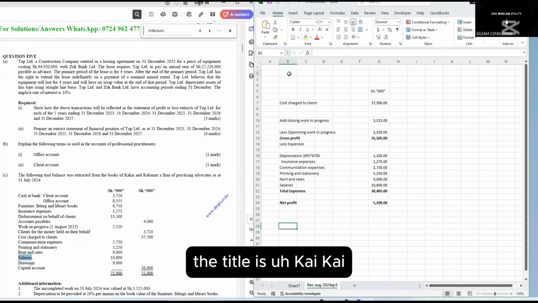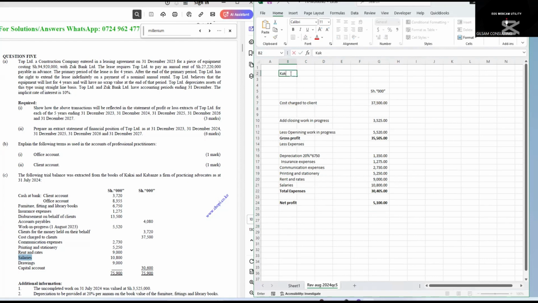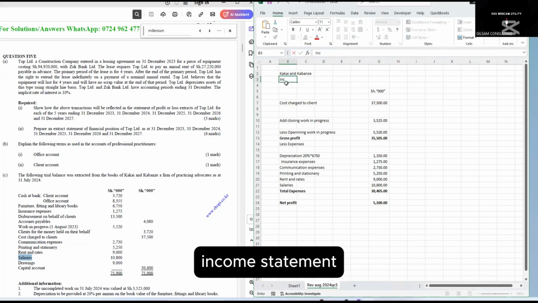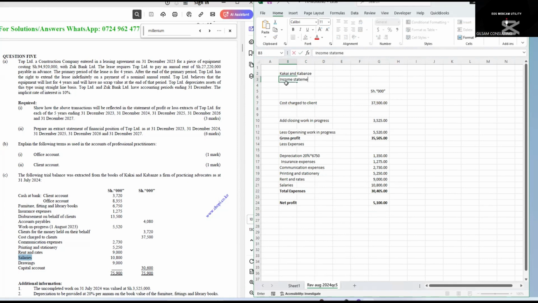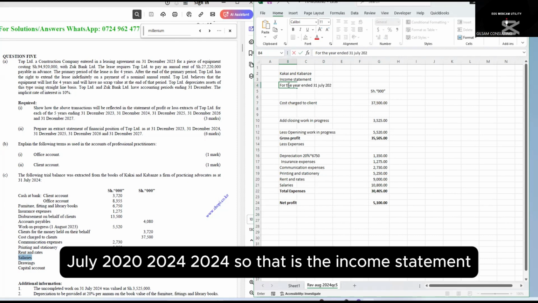The title is Kai Kai and Kabensa income statement for the year ended 31st July 2024. So that is the income statement.